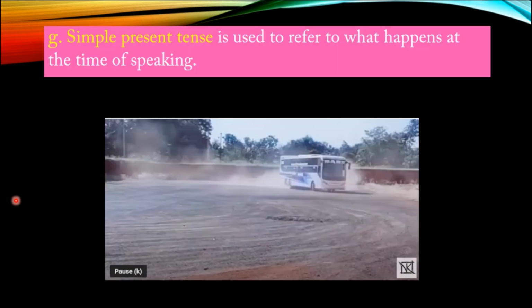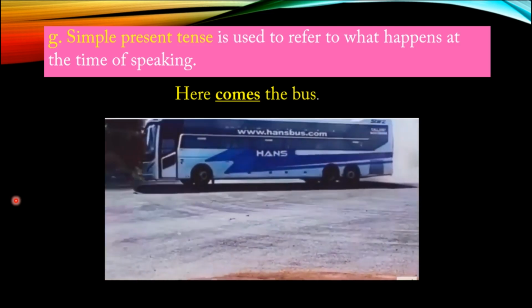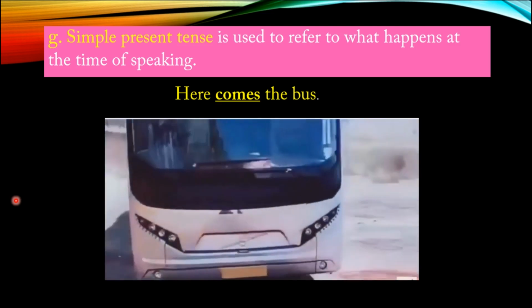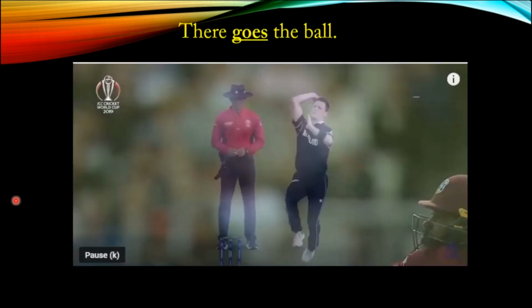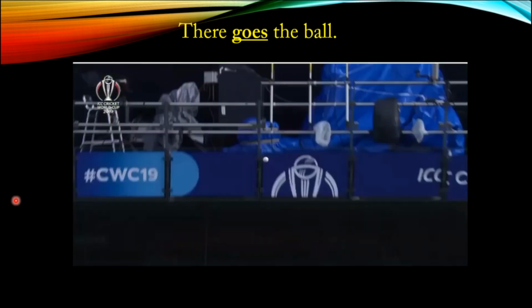Next usage. Simple present tense is used to refer to what happens at the time of speaking. Now I am speaking about simple present tense. At this time if something happens, I can express it also in simple present tense. Look at the picture. What do you observe in this picture? Bus. What happens to the bus? Let's see. Here comes the bus. It can be expressed in simple present tense. Next example. Look at the picture. Here a man bowls. There goes the ball. Where does it go? It goes for 6, isn't it? Yes, right.